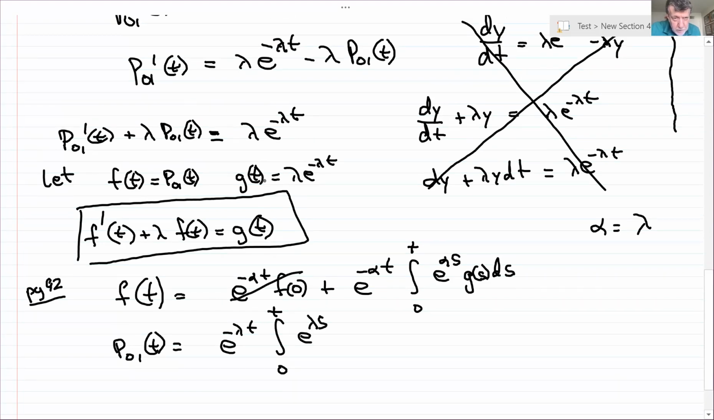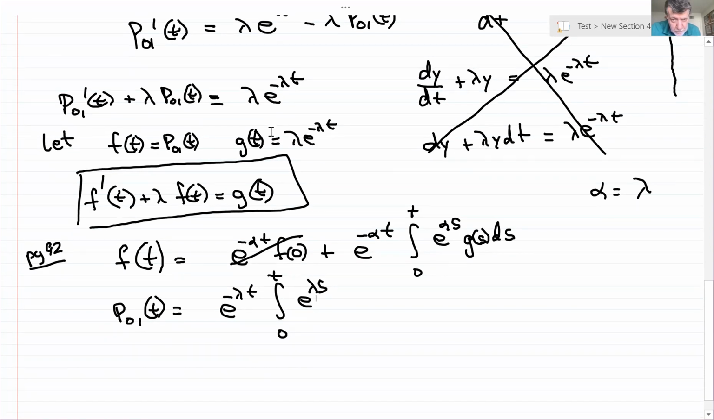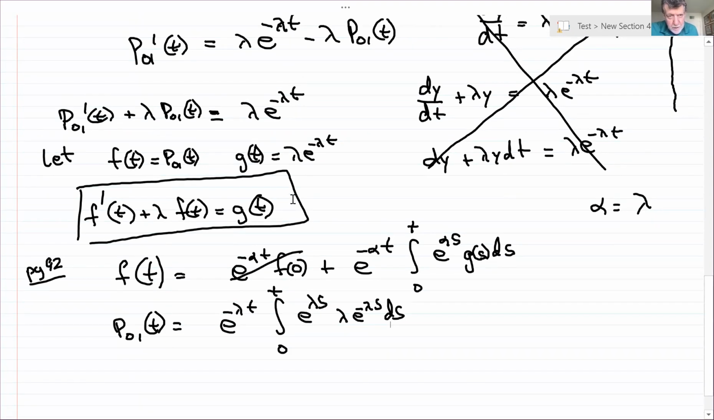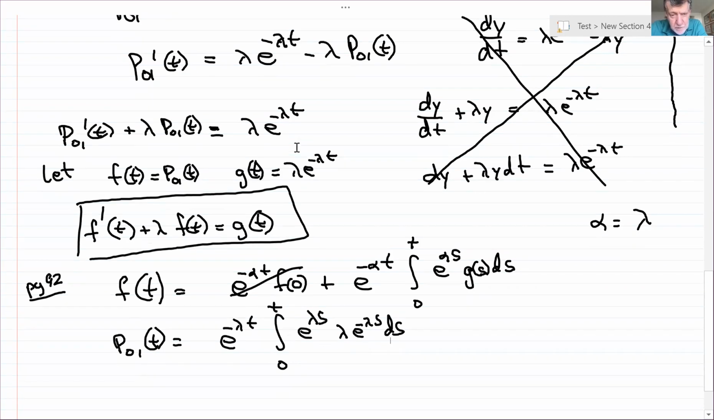And what was on the right side here is this lambda e to the minus lambda t. But we don't want it in terms of t, we want it in terms of s, so it's lambda e to the minus lambda of s. Okay, that's what g is, it's one on the right side of the equation, and the right side of the equation in this case is this guy. We have to change the t to s.